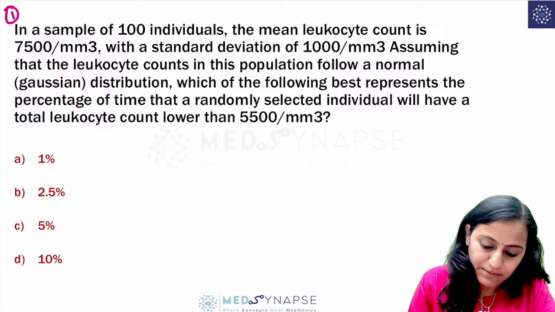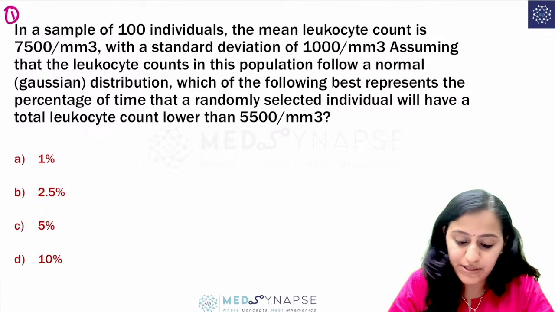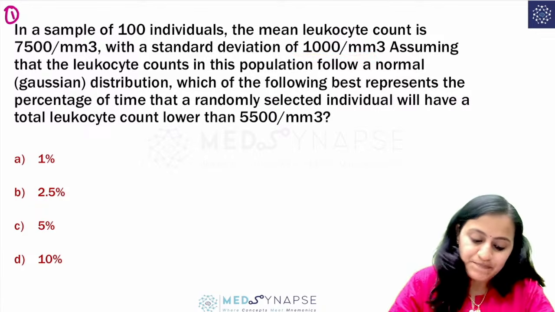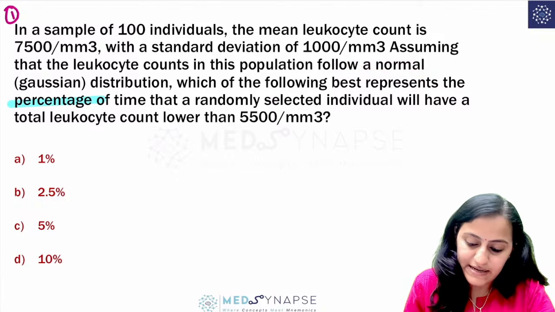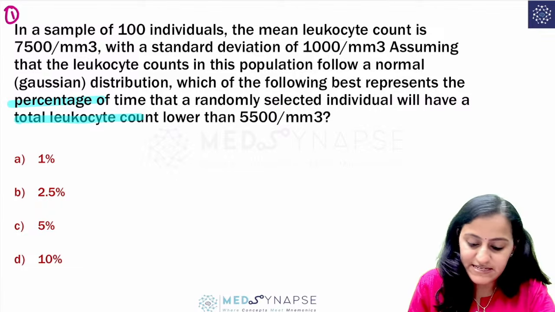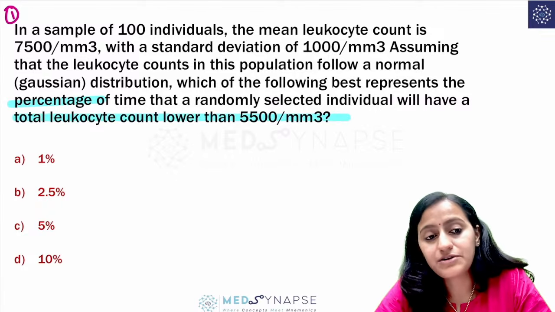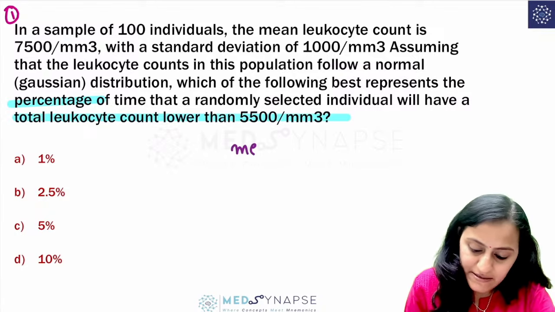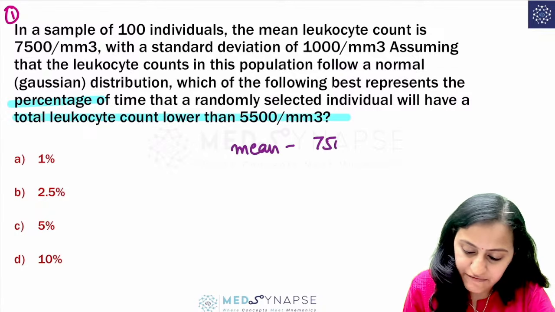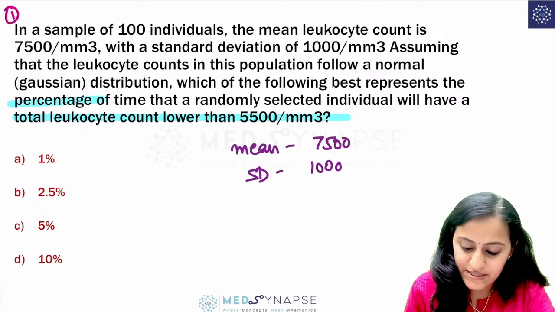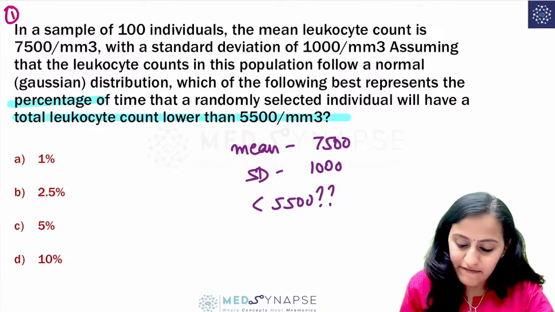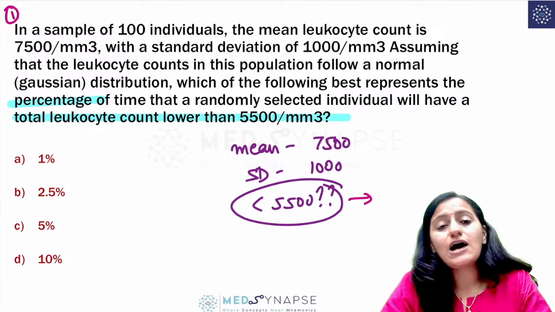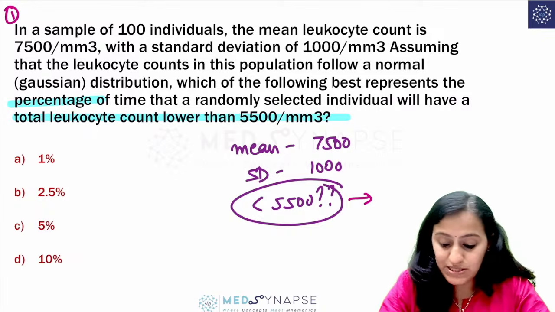First of all, sample of 100 individuals, mean is given as 7,500, mean WBC count. Standard deviation is 1,000, right? It's a normal distribution. So what is the percentage that a randomly selected individual will have a TLC less than 5,500? Right? So they have given you that the mean is 7,500, standard deviation is 1,000, and how much will be less than 5,500? So basically the value that they have given you here is how many standard deviations less than the mean?